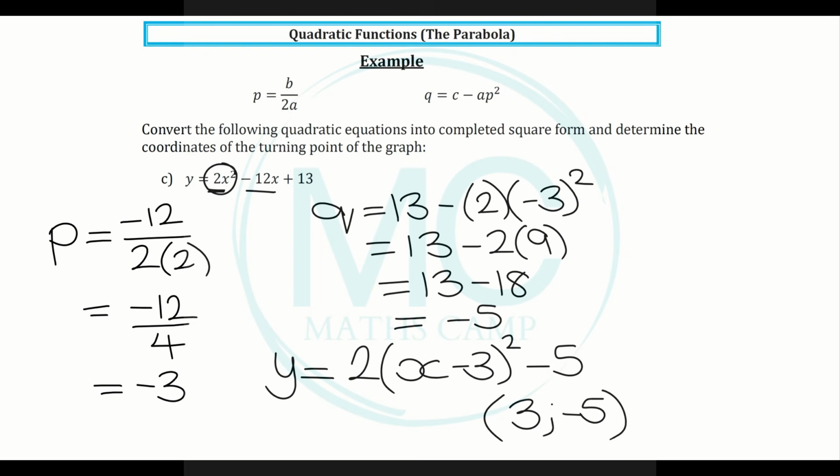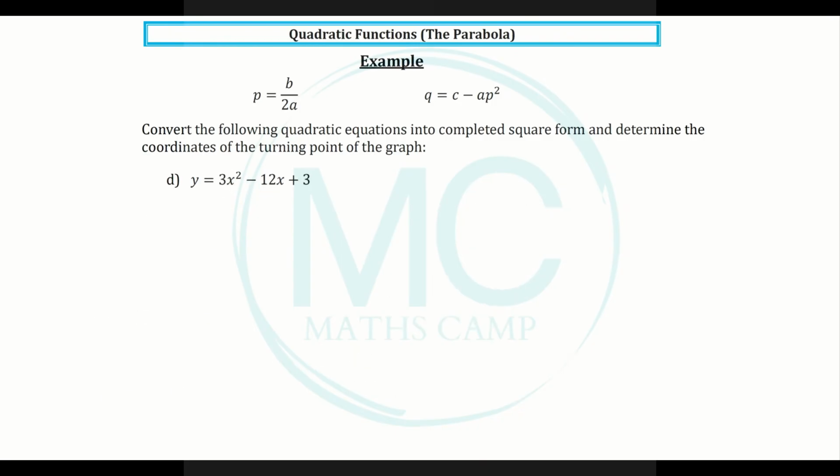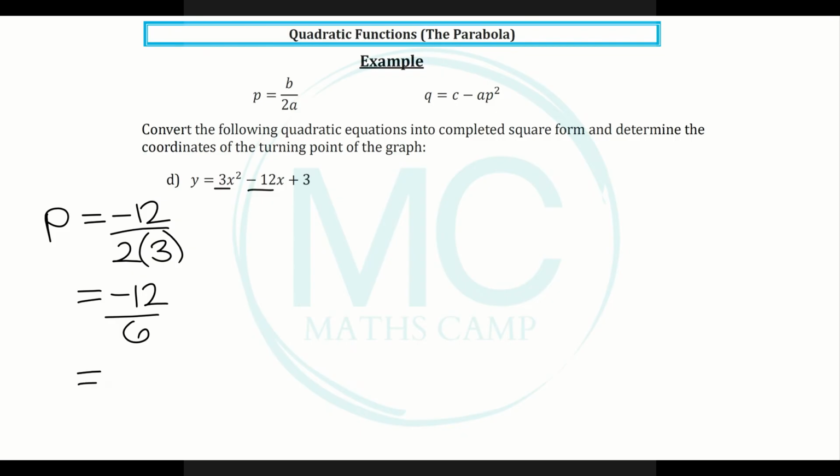Let's do one more. In this case, the coefficient of the squared term, a, is 3. So I can say p is equal to b, negative 12, over 2 multiplied by 3, which gives me negative 12 over 6, which is equal to negative 2. To find q, I can say q is equal to c, 3, minus a, which is 3, multiplied by p squared, negative 2 squared.